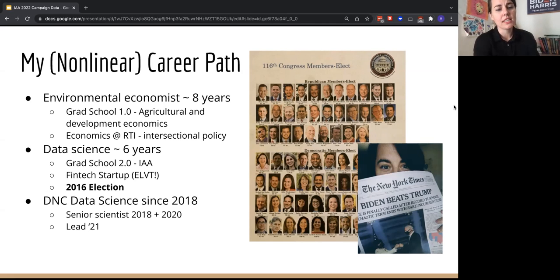And I held the senior data science role for the 2018 cycle and the 2020 cycle, both really good times to be at the DNC. In 2018, we elected the most diverse congressional set of candidates that has ever been elected in US history. And I got to be part of that. And then in 2020, we know what happened in 2020. That was also very exciting. And I moved into the lead and head role in 2021. Just late last year. So still relatively new, or midway through last year.